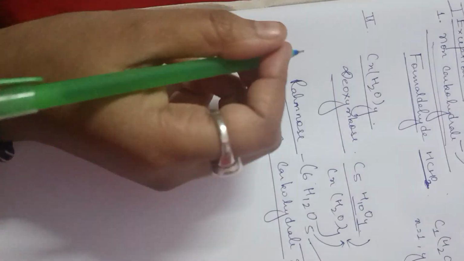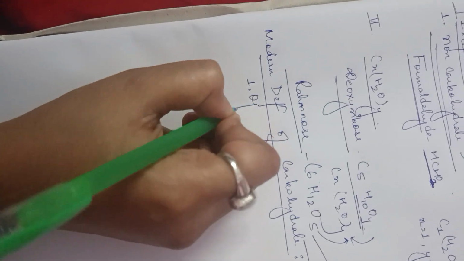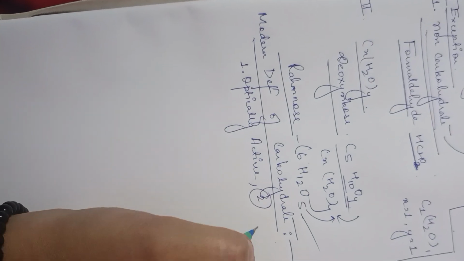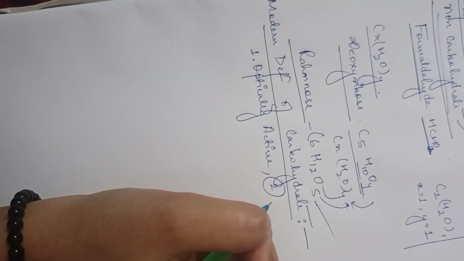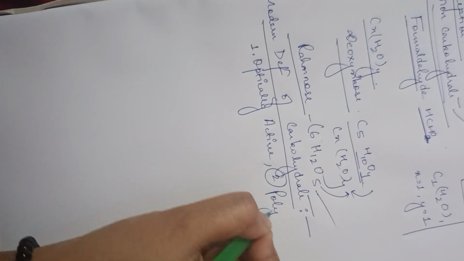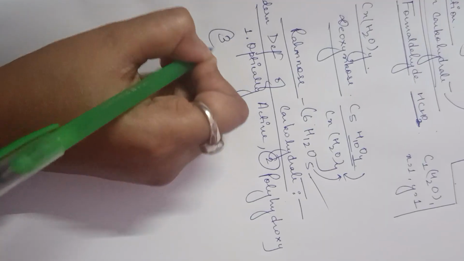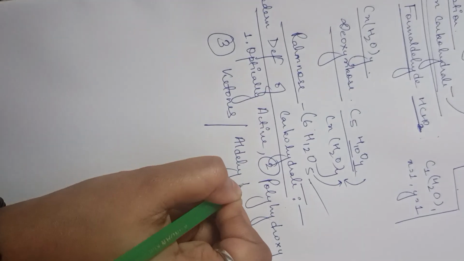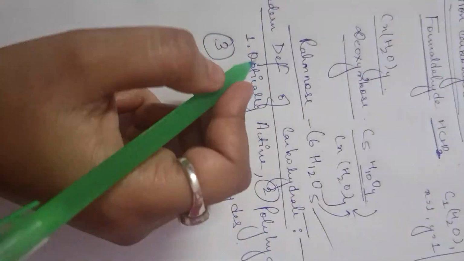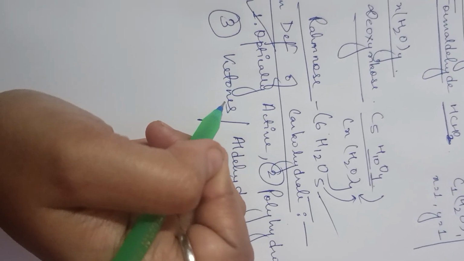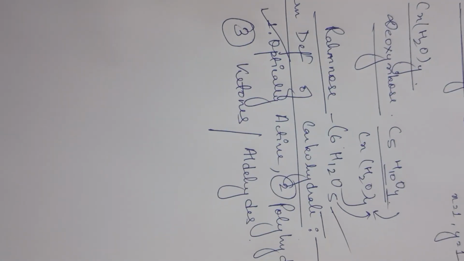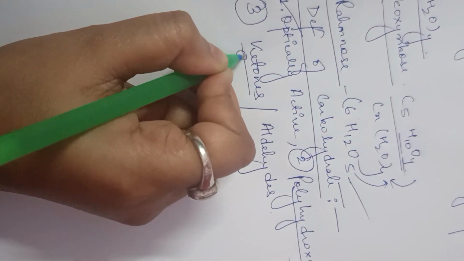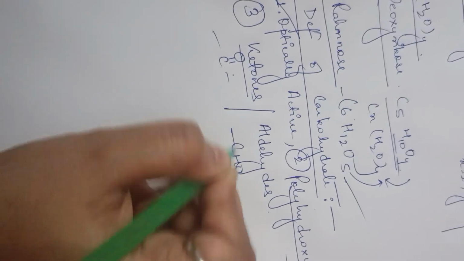There are three things you need to consider. One, the carbohydrate should be optically active. Two, the carbohydrate should have more than one OH, that is a polyhydroxy group. Three, the carbohydrate should have ketones or aldehydes. So this is the modern definition of carbohydrate: it should be optically active, and I will explain what optical activity means. It should be polyhydroxy, having more than one OH, and it should have a ketonic group or an aldehyde group. These two points are clear.